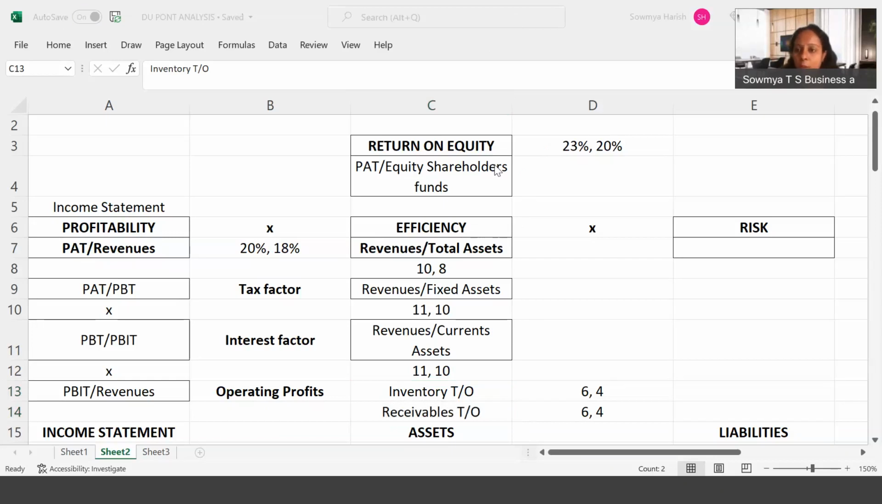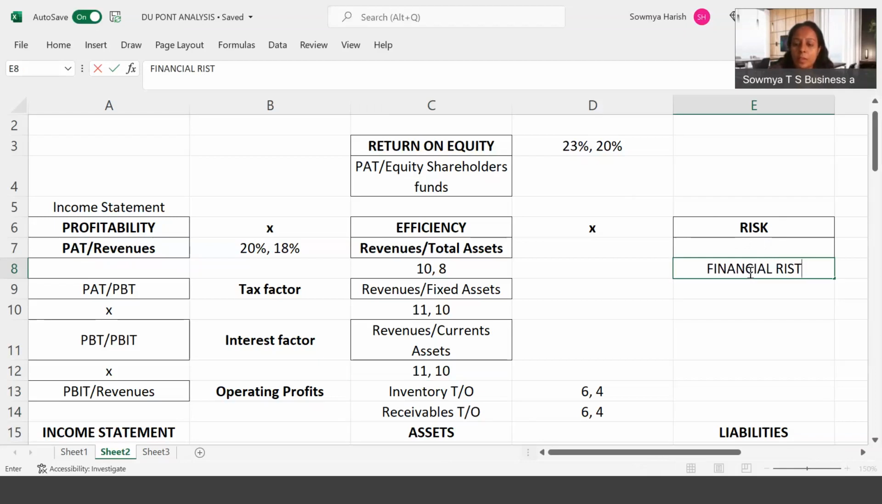Then after this, we will look into the third factor contributing to the return on equity, that is the risk. Now let's look into the third factor contributing to the increase or decrease in the return on equity, that is risk. Here, what risk are we talking about? Basically, we are talking about the financial risk.